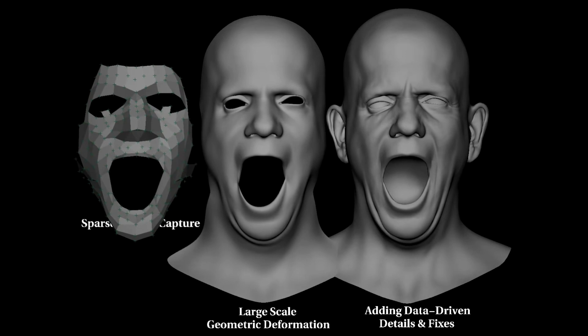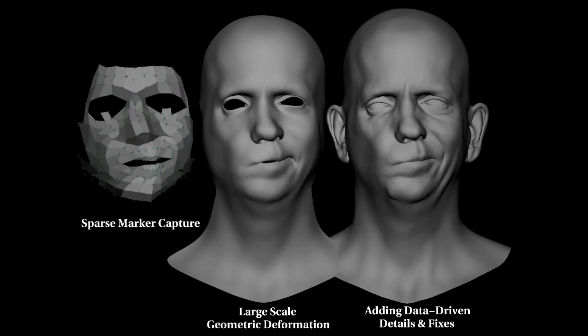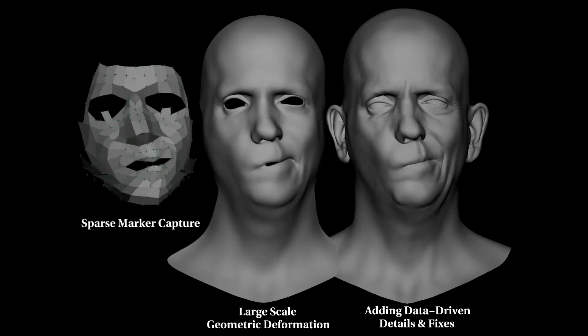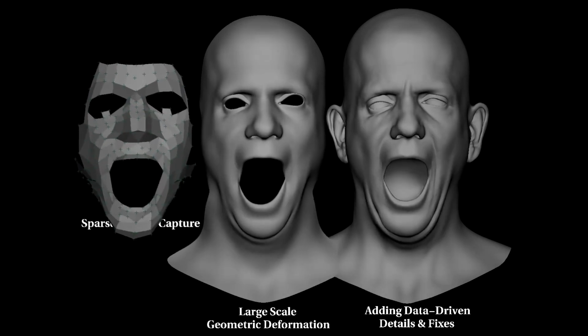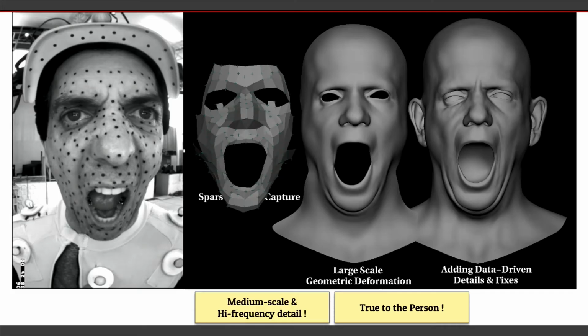We are also able to recover some of the parts of the face that weren't easy to capture in the sparse marker capture session. So we see some really great lip shapes. The nasolabial folds are coming through. There are some crow's feet wrinkles that come through the data model as well.